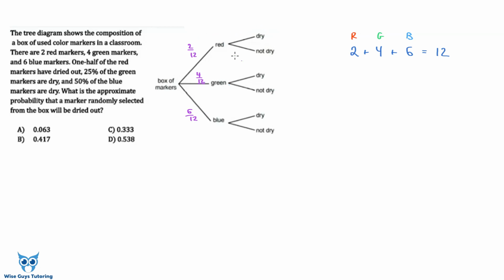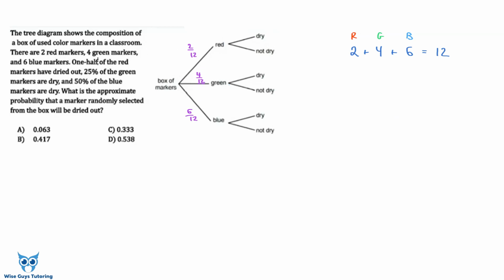It's going to be the same thing here. When we add up these two branches of this cluster coming out of the same point, it must add up to 1. And these 2 must add up to 1. These 2 as well. Okay, so now we got the probability of each marker. So let's move on to see if it's dry or not.